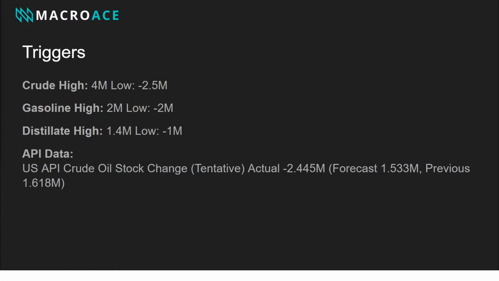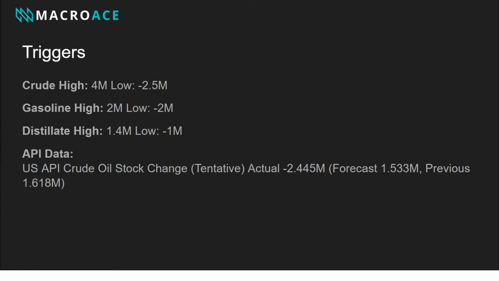But there isn't a very strong correlation, as a lot of the time you might not get a correlation in movement at all, where you might get API data that shows a build, and then the actual EIA inventories data shows a draw the following day. So I think it's more so just for traders to keep an eye out for, and they do try to trade it and position themselves for the EIA data the following day.